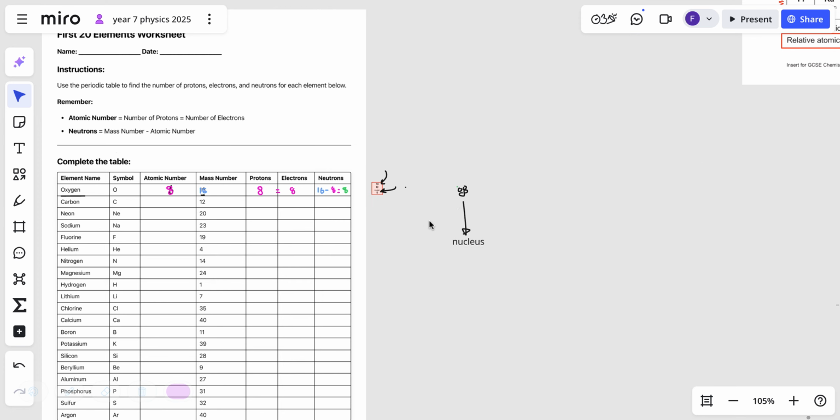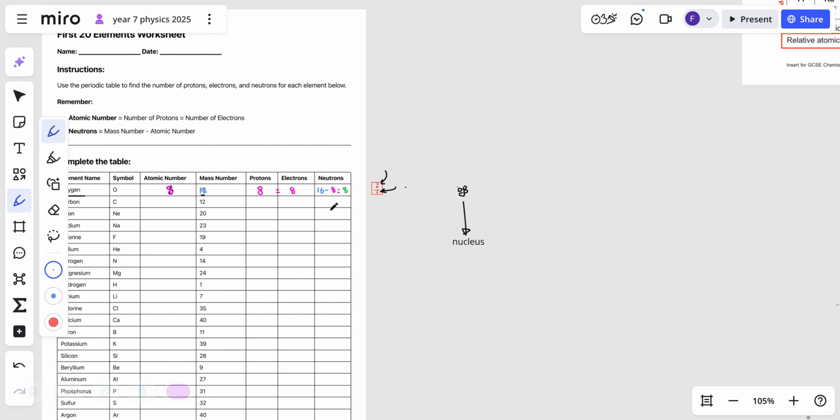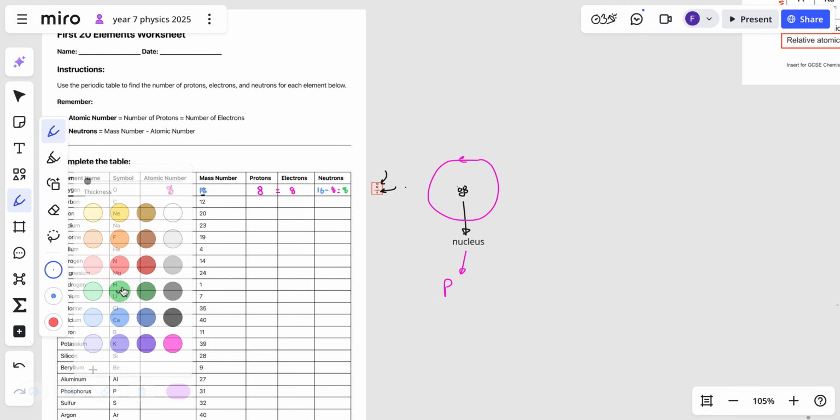So that's the nucleus. Around the outside, what's small and light? What do we do for electrons and protons? We did pink. So your electrons are around the outside. Inside your nucleus, you have protons and you have neutrons.